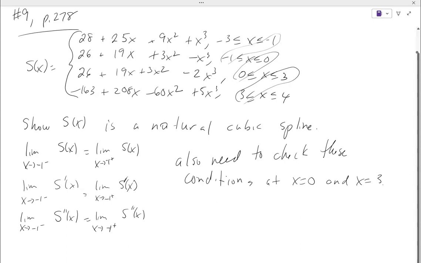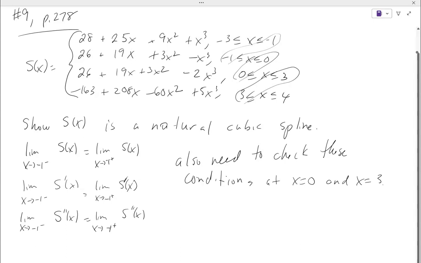The fact that it's a natural cubic spline tells us one extra thing that we need to check. It's telling us something that happens at those last 2 knots, the ones at the ends. What do we need to have happen for a natural cubic spline? Second derivative 0 at those endpoints, right? The second derivative is 0 at -3 and at 4, right?